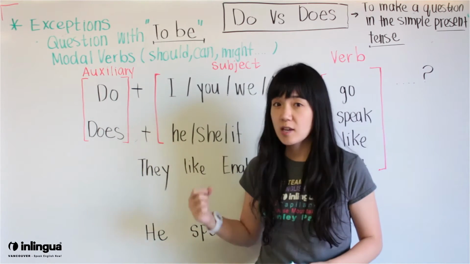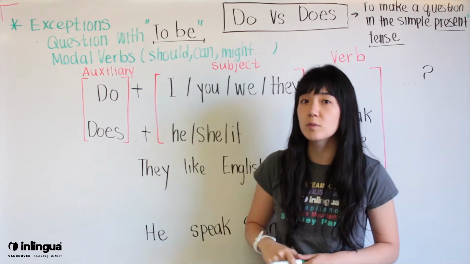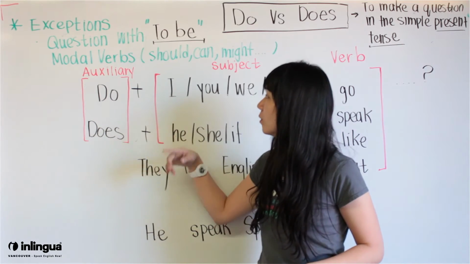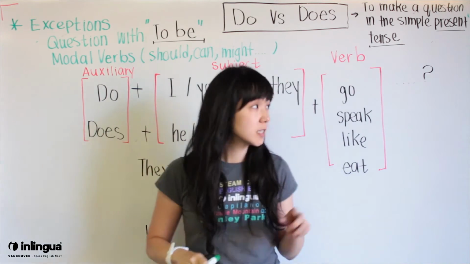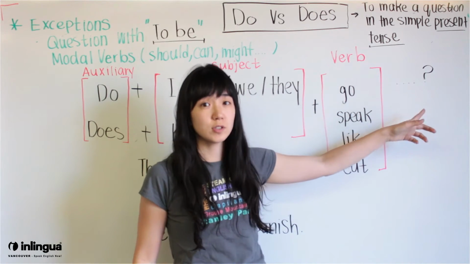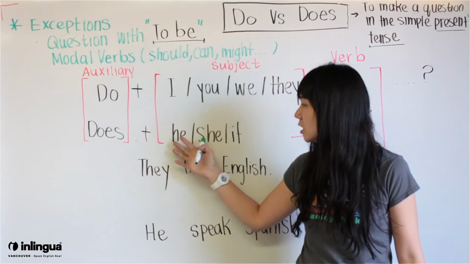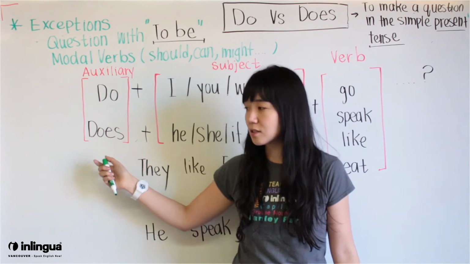So, when you're making a question in the simple present tense, you use the auxiliary verb do or does. You use do with the subject I, you, we, and they, plus the verb, and of course the question mark. When you have the subject he, she, it, you use the auxiliary verb does.